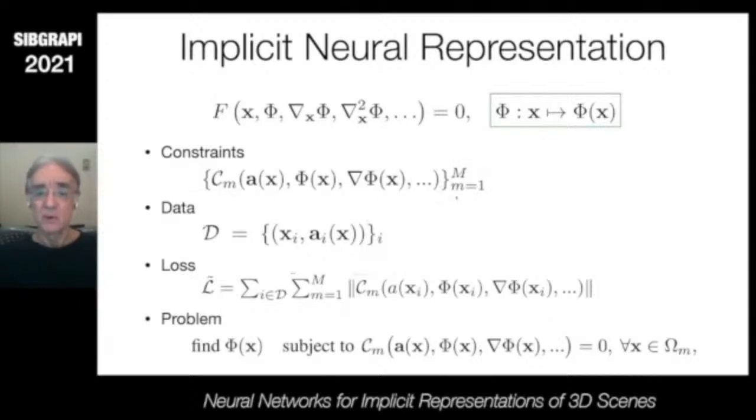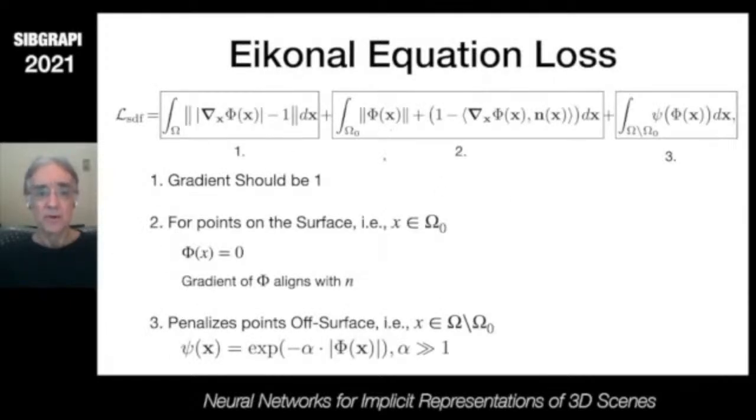So we have m constraints that involve the attributes of the function, the input data, and also the function itself and all derivatives of higher orders. So we have m constraints. Depending on the problem, these constraints are going to be different. And as we saw in the case of the eikonal equation, here we have 3 constraints. One for the eikonal constraint, another to fit the surface, another to give the distance function.